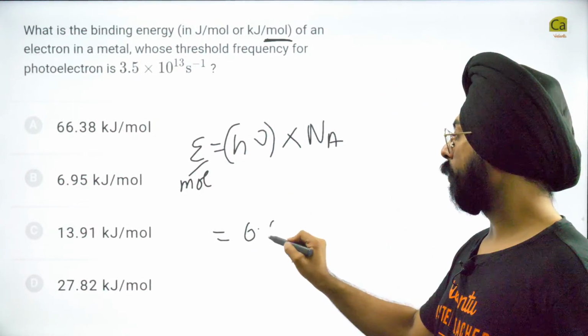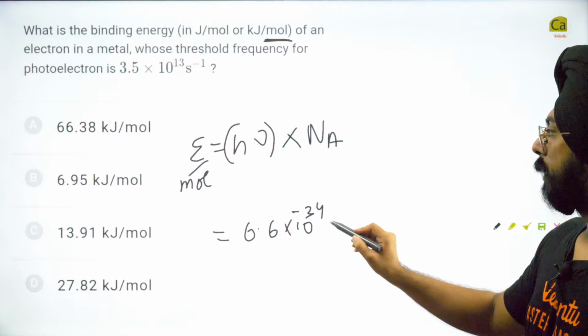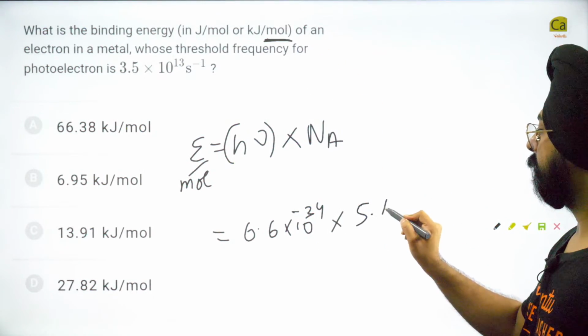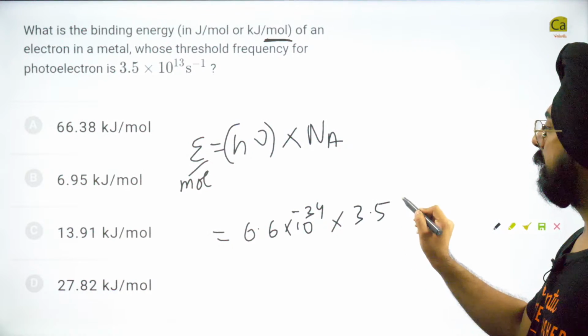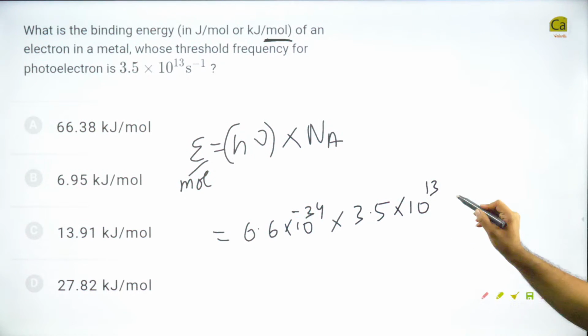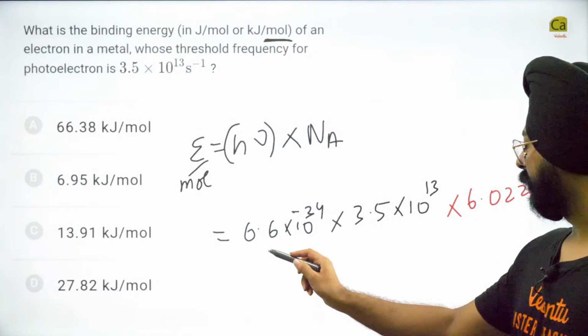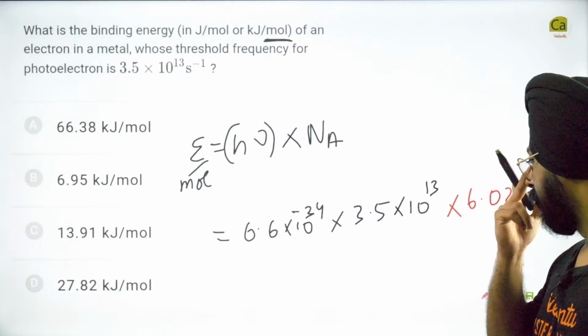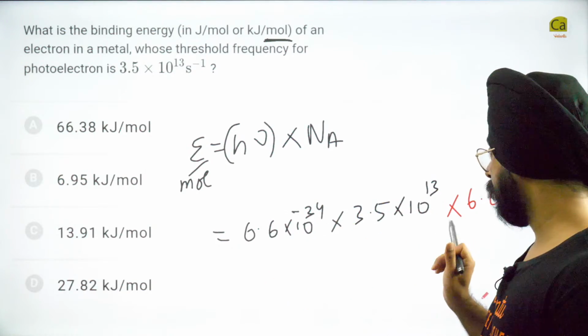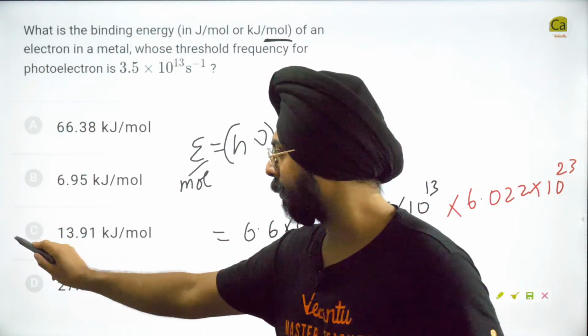So here it will be 6.6 into 10 to the power minus 34, okay, into the frequency given, 3.5 into 10 to the power 13. This will be multiplied with 6.022 into 10 to the power 23. This is going to be your answer. So it's just multiplication, nothing more. So 6.6 into 3.5 into 6. 6 into 6 is 36. So 6.6 into 6 will be somewhere around 40. 3 into 4 will be somewhere around 12. In my opinion, the answer should be option number C.